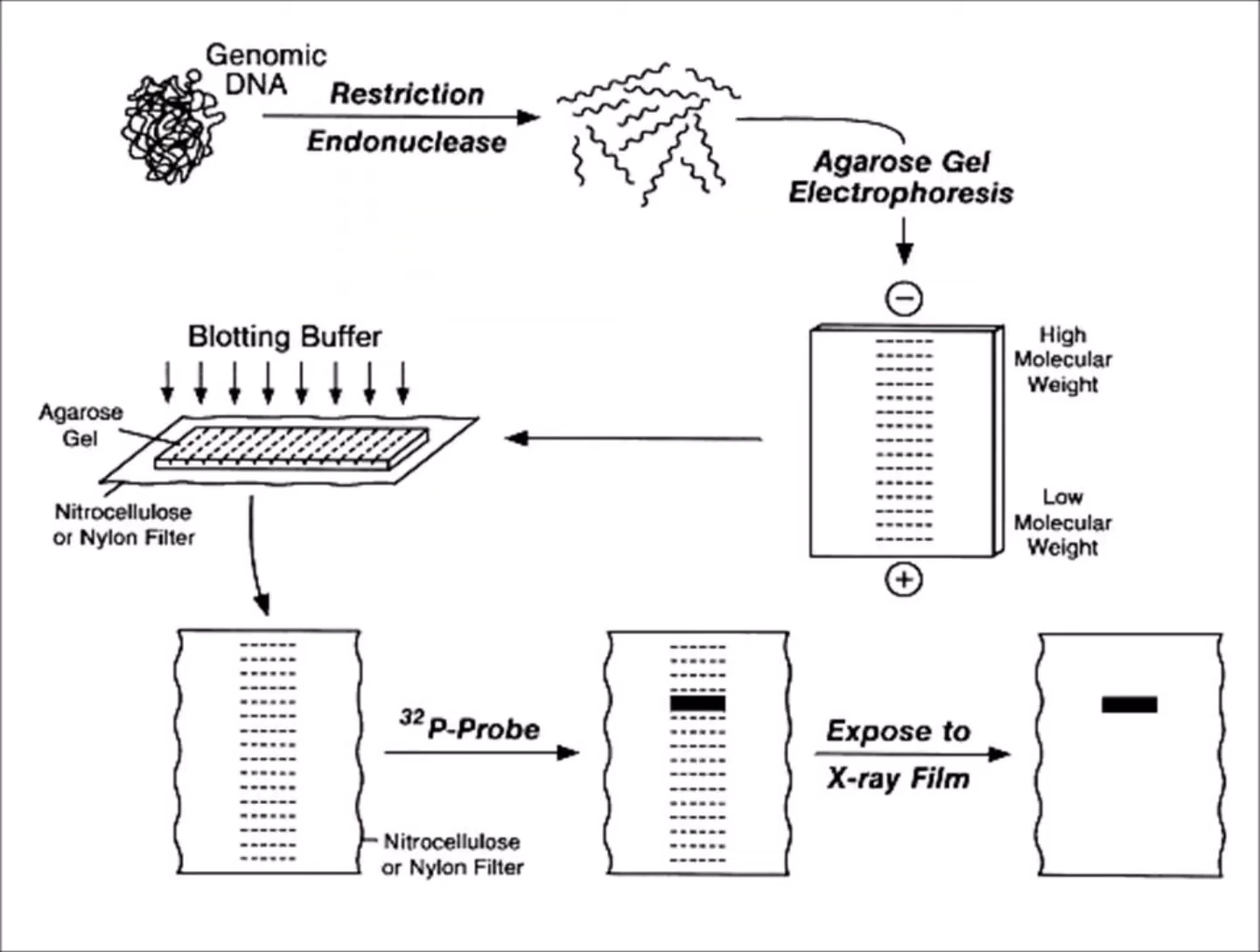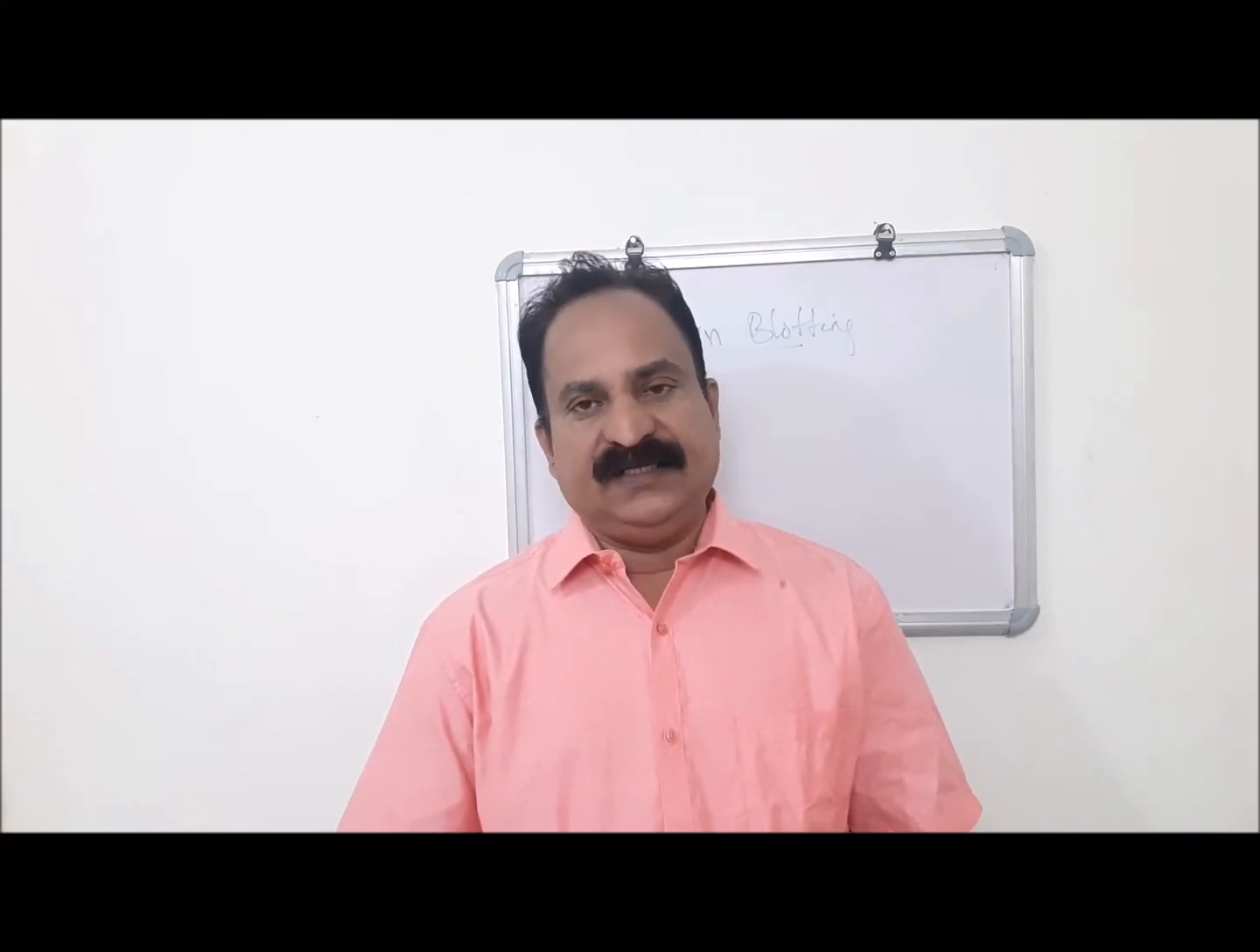Here these are the overall steps of Southern blotting. First, genomic DNA is subjected to restriction endonuclease, so fragments of DNA formed are subjected to agarose gel electrophoresis. See, high molecular weight can be seen on the top and low molecular weight at the bottom. Then that gel is put in blotting buffer. On a nitrocellulose or nylon filter, blotting occurs. Then probe is added, exposed to X-ray film, and the bands can be visualized. Next we can see the application of Southern blotting.